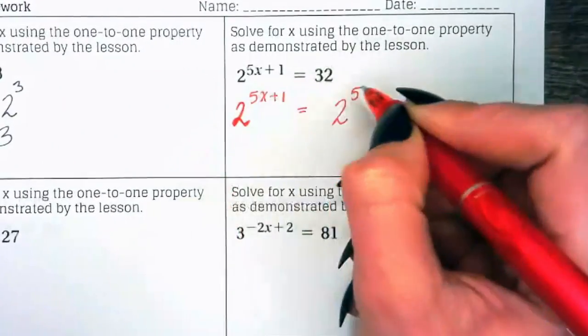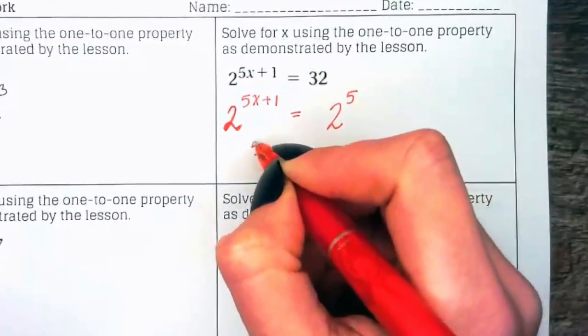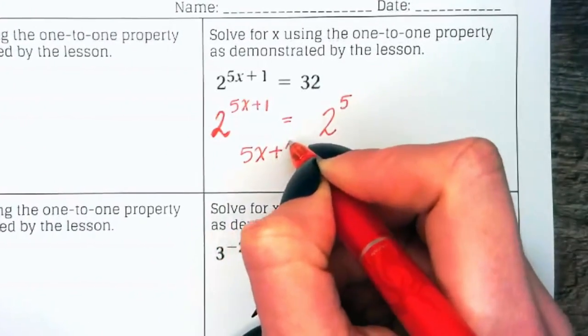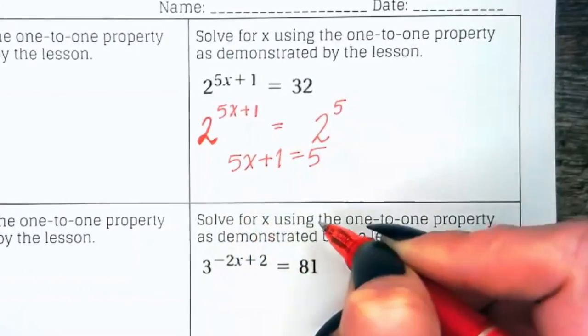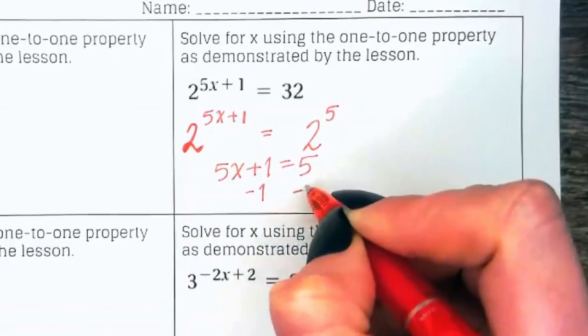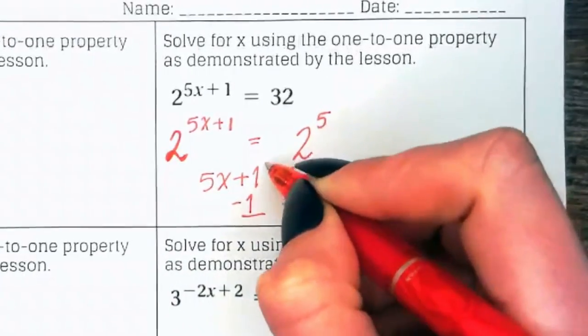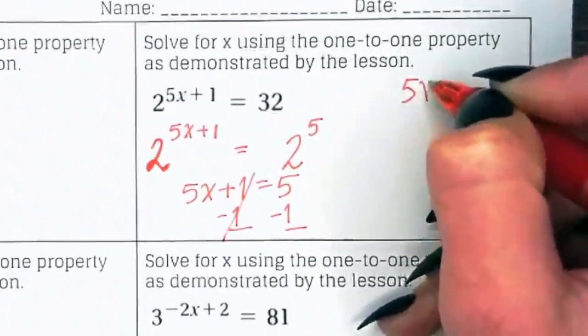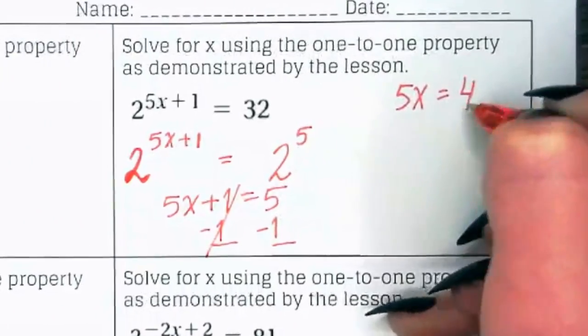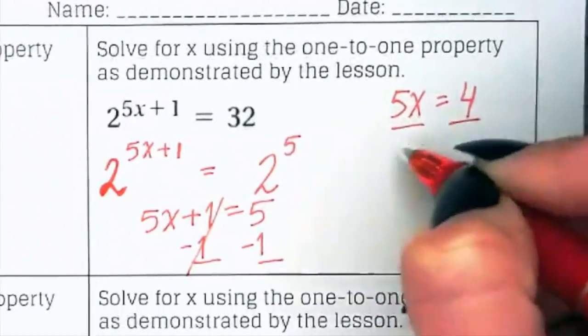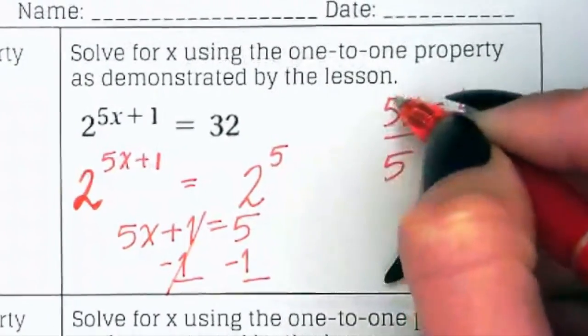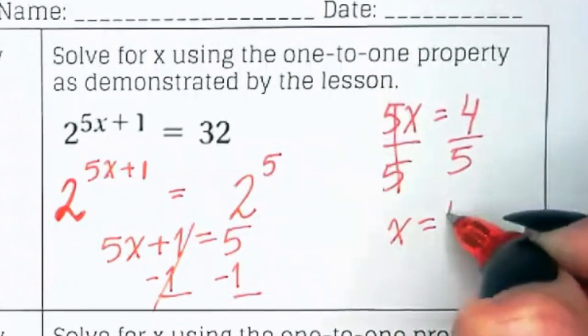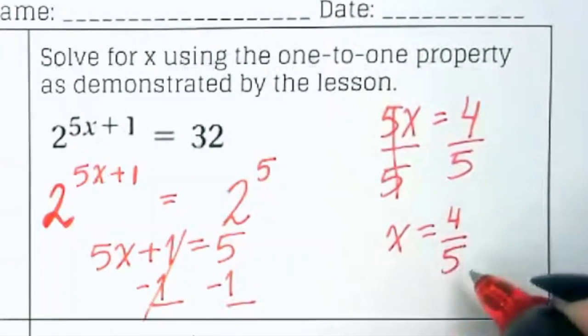Then we set our exponents equal to each other. That means 5x plus 1 must equal 5. And now all we do is solve algebraically. 5x equals 4. Divide by 5. And our final answer, x equals 4/5.